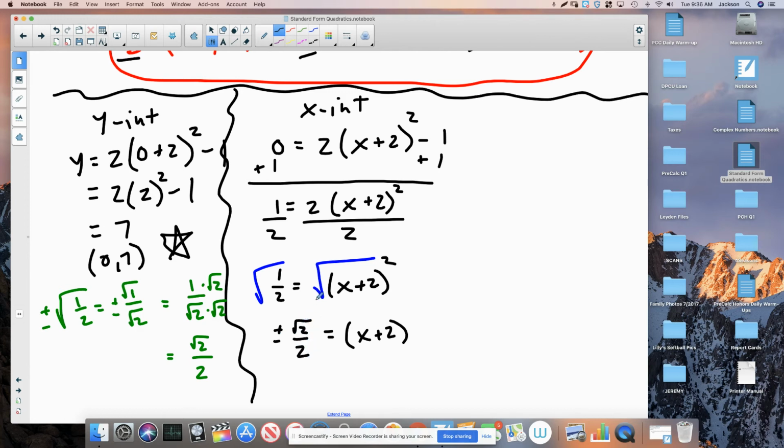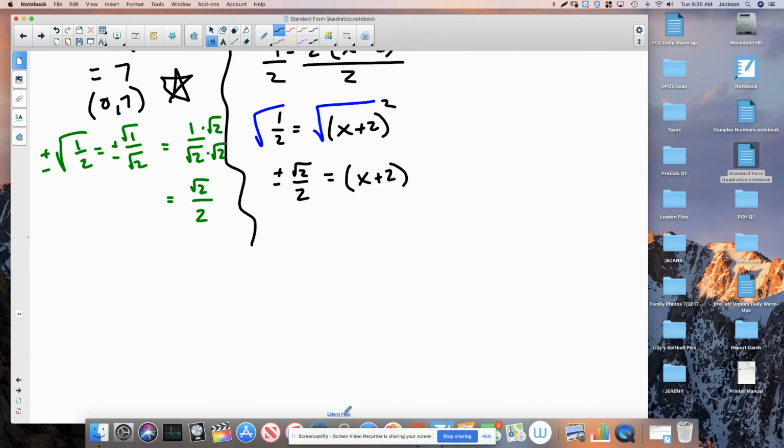So we're here, almost done. Then we've got to solve for x by subtracting 2 from both sides. The way that we express this when we're finally done is we typically write the non-radical term first. So it's -2 plus or minus radical 2 over 2. And if you're looking at this and saying, well, that looks horrible, it does.